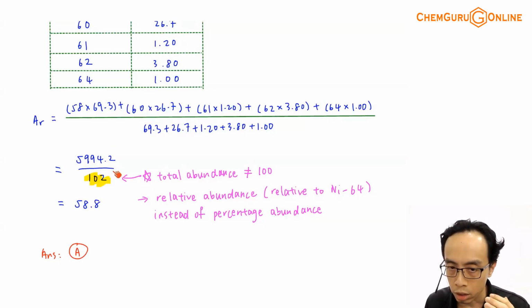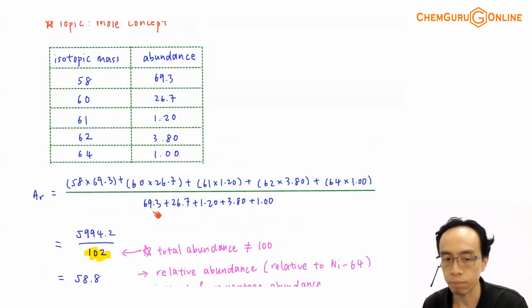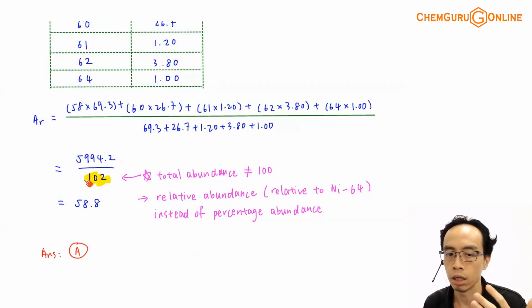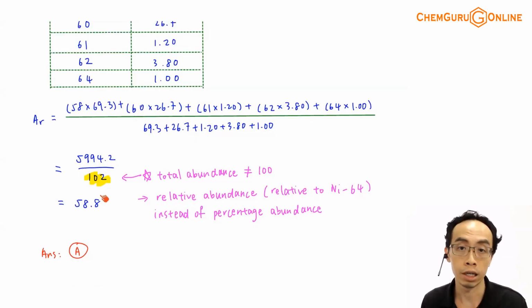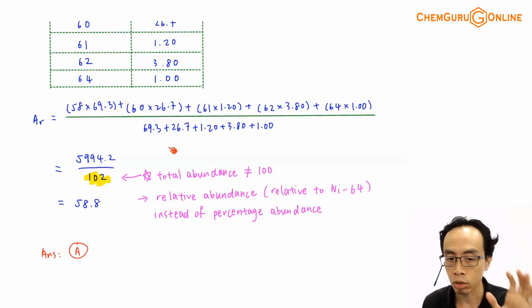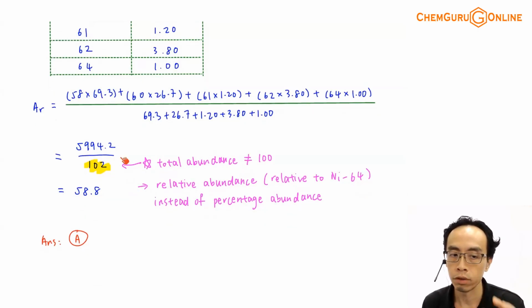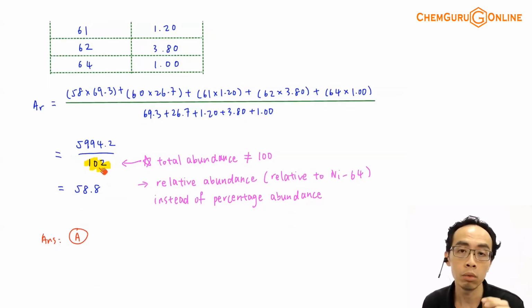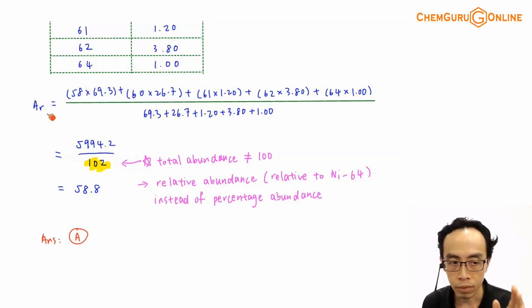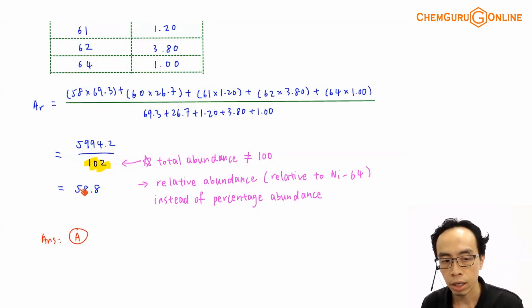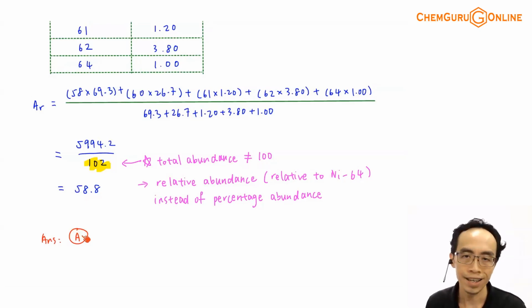Involving the denominator, which is supposed to be the total abundance, we have to add everything up to make sure of the total abundance, rather than assuming that it always equals 100. The total abundance is not equal to 100 because it is not percentage abundance, it is relative abundance. If you use the correct denominator, which is 102, then the relative atomic mass calculated is going to be 58.8. Then the answer to this question will be option A.